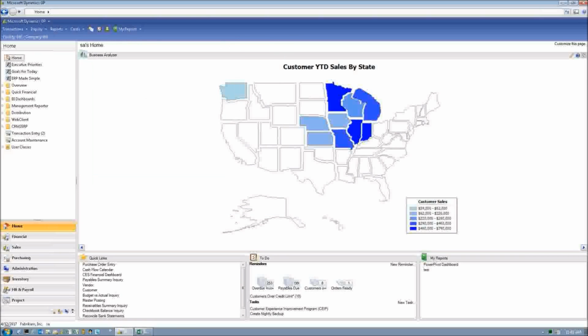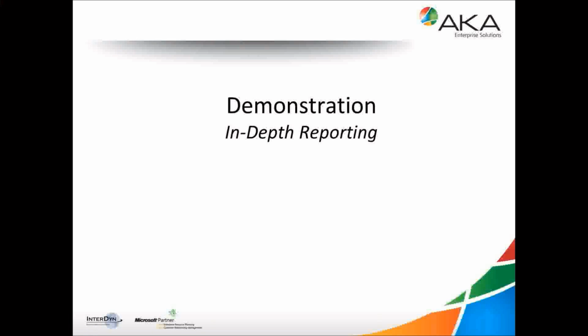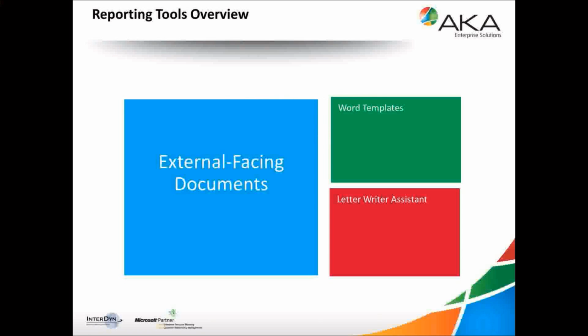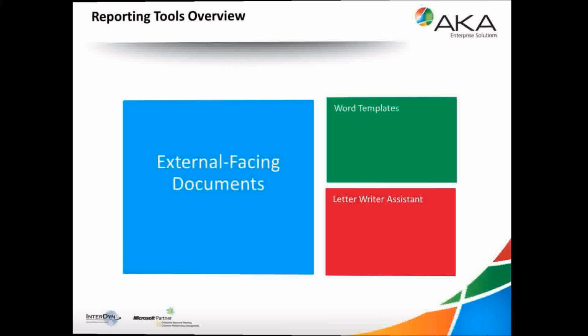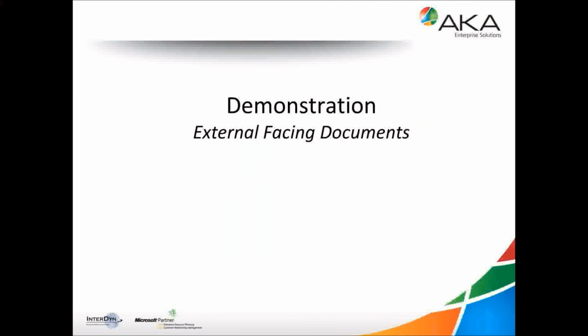Okay, so moving on, let's see what we have. So let's go back to the PowerPoint, and the next area is some external-facing documents. So these are basically two categories. There's Word templates, and these are the replacement, the report writer for doing customer-facing documents and even vendor-facing documents. So we can make all of our functionality in Word using the GP data. And then there's a letter writing assistant as well, and that actually can tie into Smartness. So what I'll do is I'll take a deeper dive into those two items right now.